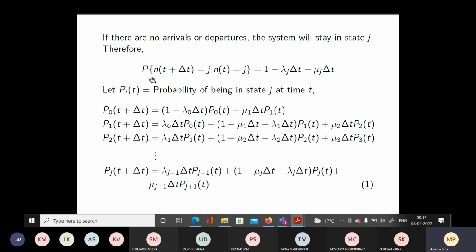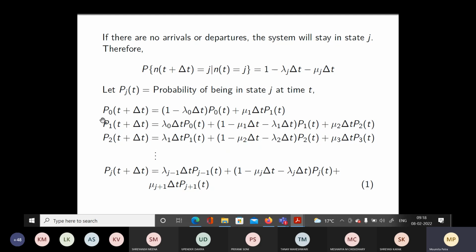Okay, so with simple probability you will just get that if there is no departure or no arrival, then it will be simply 1 minus lambda j delta t minus mu j delta t. Okay, that is the probability that there are no arrivals or no departures in the system, and the system will stay in state j. So now we have to find out the probability of being in state j at time t. We represent that by Pj(t), that is the probability of being in state j at time t.